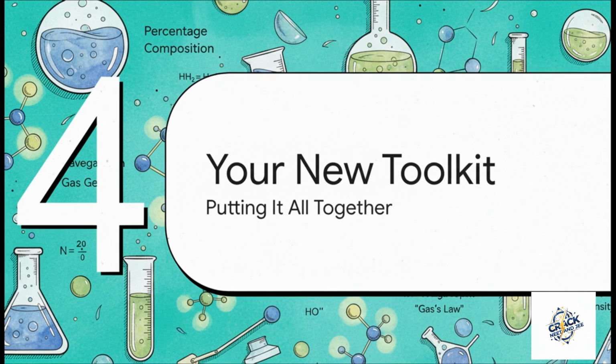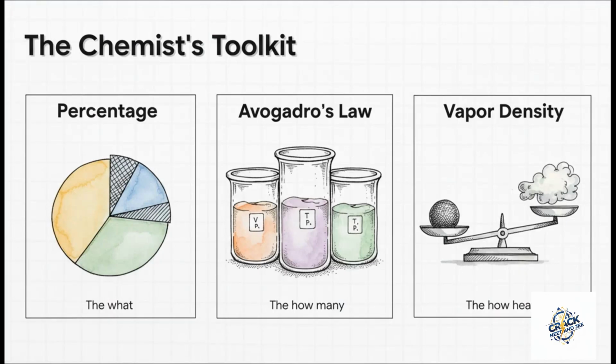Let's put it all together and do a quick recap of what these amazing tools can do. So here's what's in our toolkit. First, percentage composition. This tells you the what. It's your ingredient list for any molecule. Then you've got Avogadro's law. This tells you the how many. It's that magic measuring cup for counting molecules just by looking at volume. And finally, vapor density. This tells you the how heavy. It's our clever way of weighing molecules by comparing them. The what, the how many, and the how heavy.